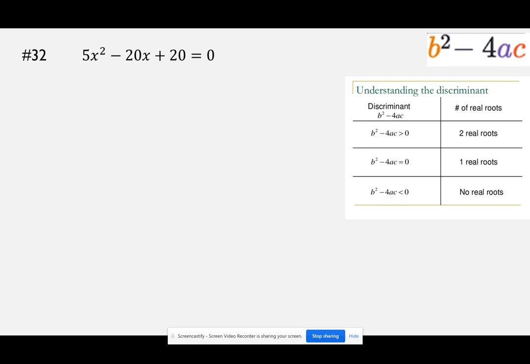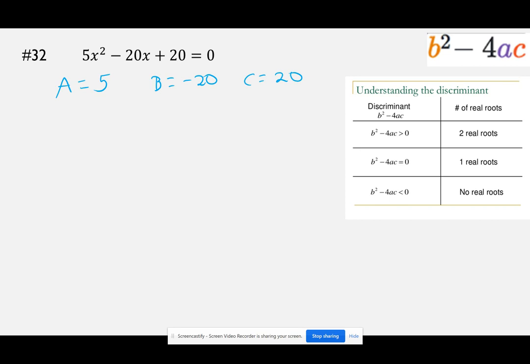So looking at this, I'm okay because it's in standard form. Okay, it has equals 0 on the end. So right away, I can determine that a is equal to 5 because that's in front of the x squared. B equals -20 because that's in front of the x. And C equals +20 because that's my constant. The equal 0 is not a part of the A, B, and the C.